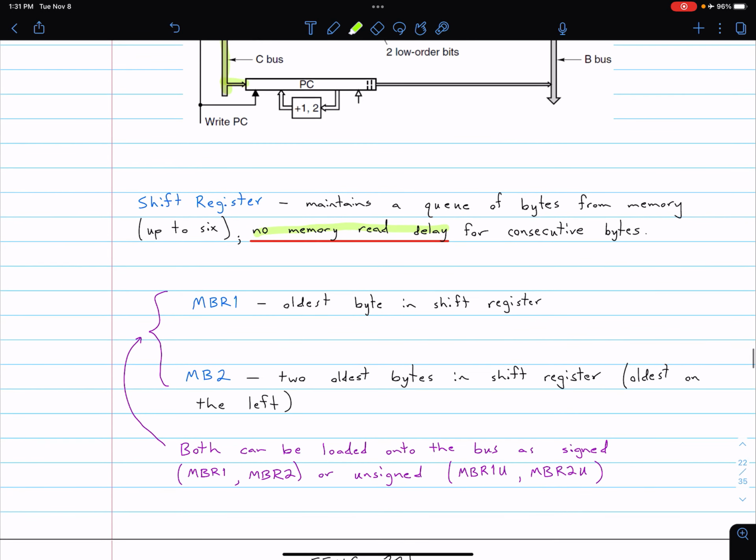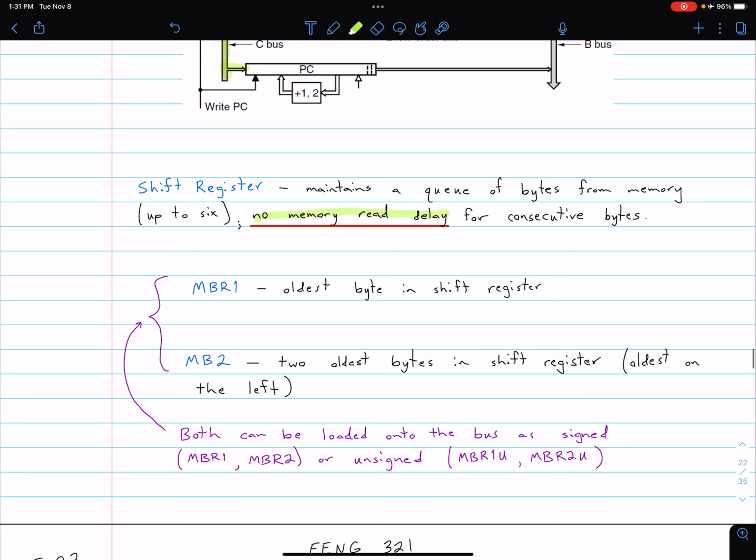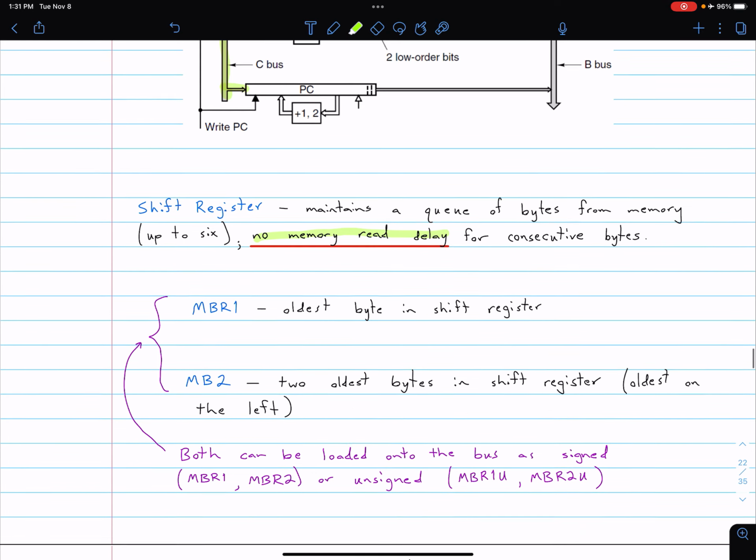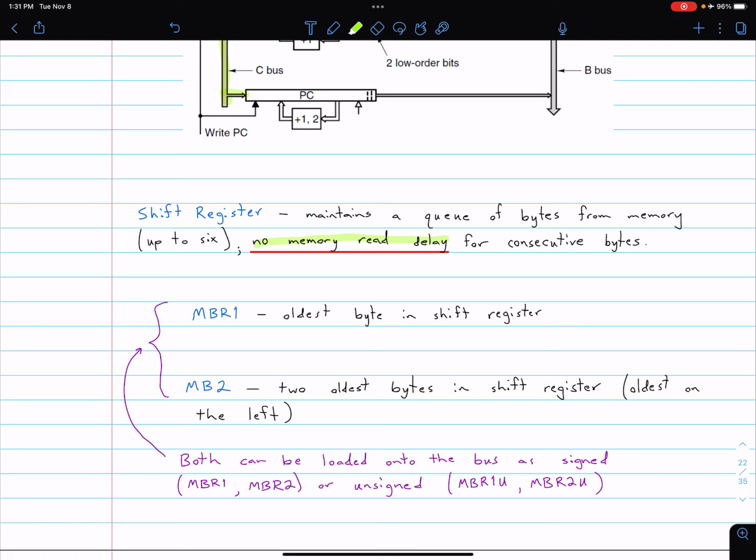Again, we have our MBR 1 and 2 holding the oldest byte and oldest 2 bytes respectively. One thing to note is that we can load both of these onto the bus as signed or unsigned, the exact same way we talked about before. In the previous video, for example, we had our MBR U, so MBR unsigned. The only difference now is we have the option for 1 and 2. So this would be the signed version, and this would be the unsigned version.